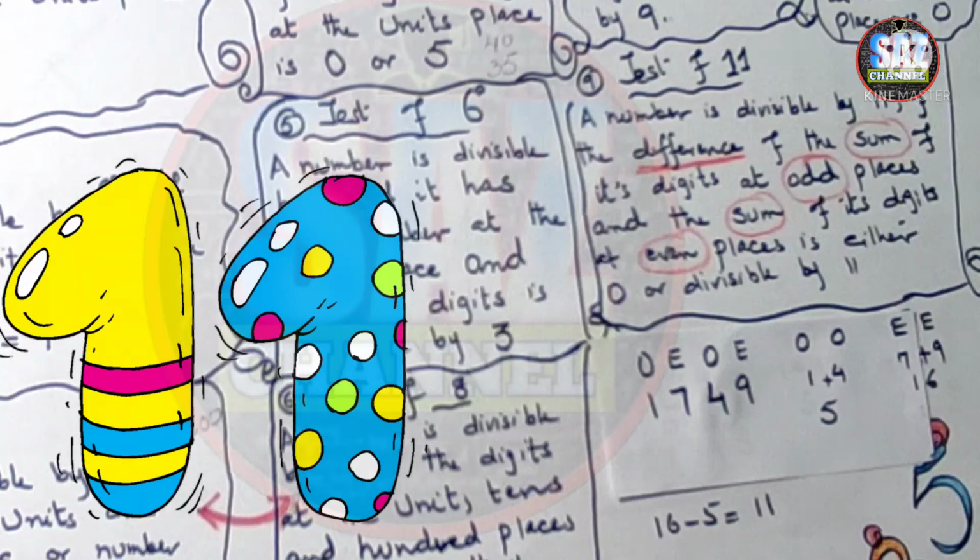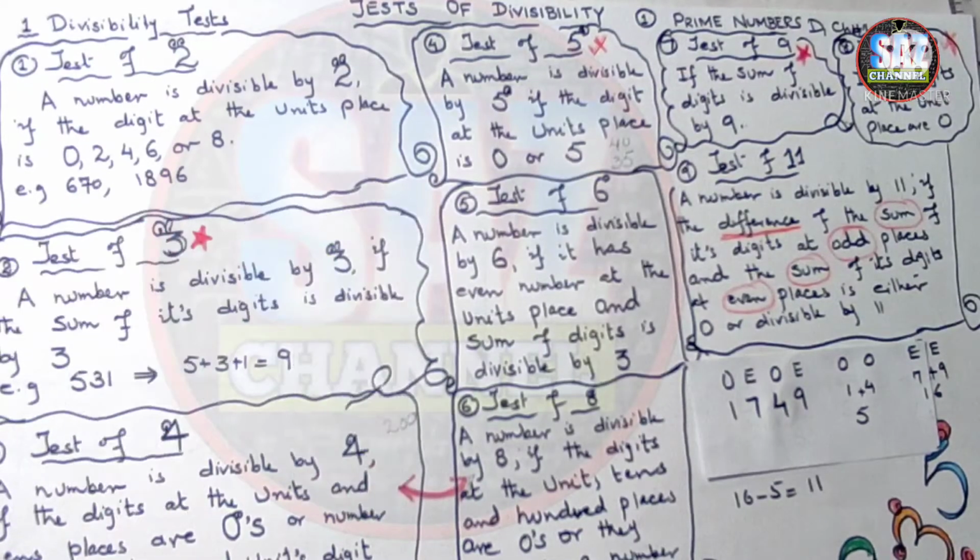Okay, I hope you are clear about all these tests, and after this we will be moving to the divisibility test of 15 and 25.